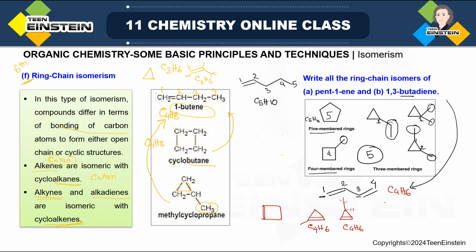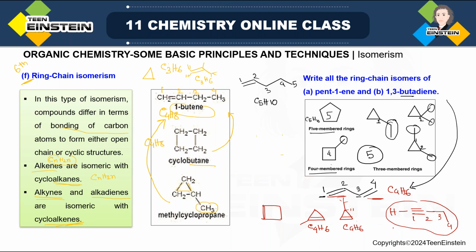These are ring chain isomers. But for 1,3-butadiene, this is also an isomer. 1, 2, 3, 4. But this is an open structure. So you cannot say that this molecule, which is basically 1-butyne, is a ring chain isomer of 1,3-butadiene, because the functional group itself is different. Here we have two double bonds. Here we have one triple bond. So we cannot say this is a ring chain isomer.